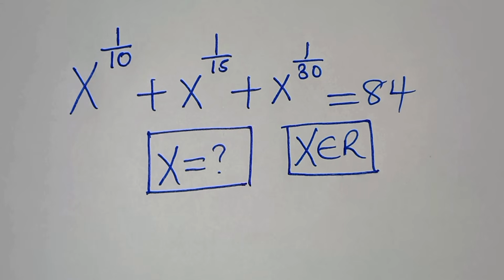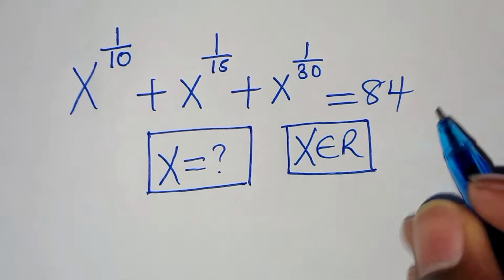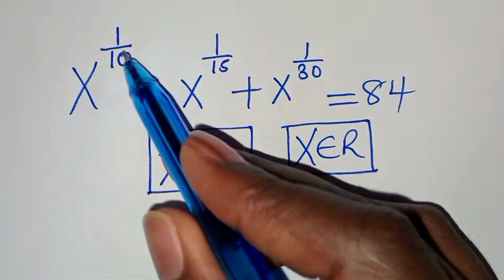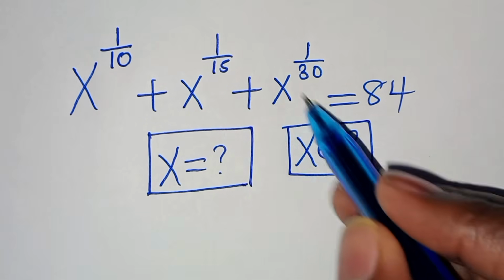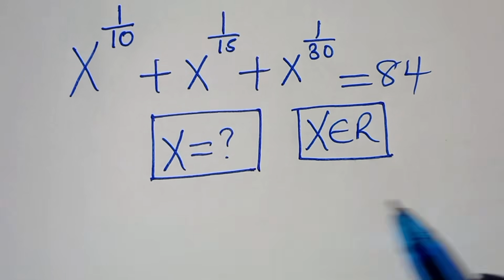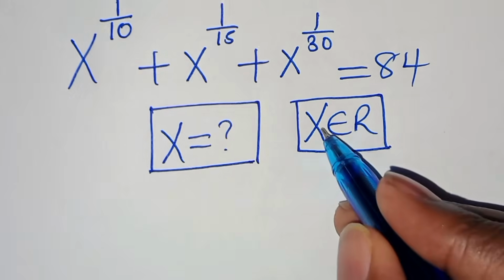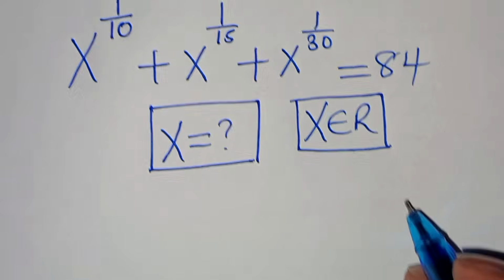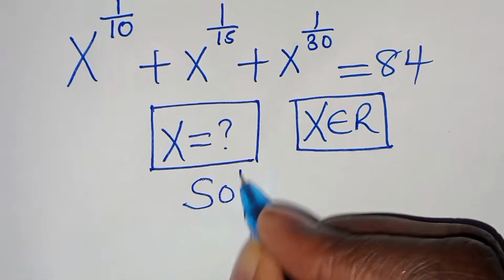Hello everyone, you're welcome to solve this nice algebra problem, which is x to the power of 1 over 10 plus x to the power of 1 over 15 plus x to the power of 1 over 30. This is equal to 84. So what is the value of x given that x is a member of real numbers? Now let's provide a solution from here.